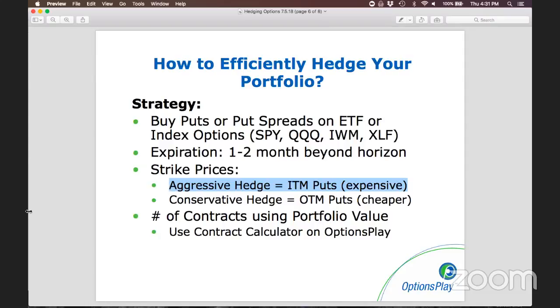And we'll show you that in a little bit. Lastly, when it comes to buying puts, the last thing you need to determine is how many contracts you need to buy. So this is where we're going to show you how to use the contract calculator on Options Play to determine the right number of contracts to purchase for your hedge. It's actually really simple. Our calculator does all of that for you.